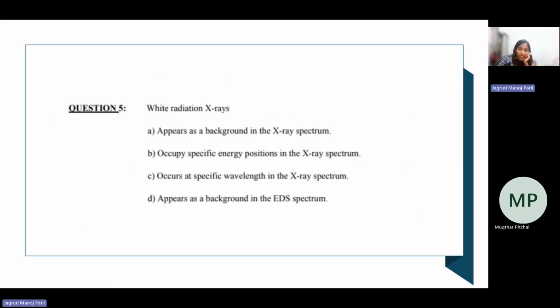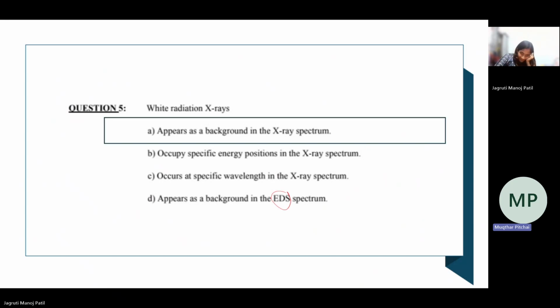White radiation X-rays, of course, these are ones with the higher binding energies. So how do they appear? Do they appear as a background in the spectrum, occupy a specific wavelength, or as background EDS? I'm really guessing, this is new for me, white radiation of X-ray. I am not familiar with two different X-ray radiations.